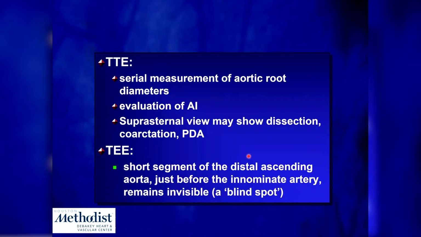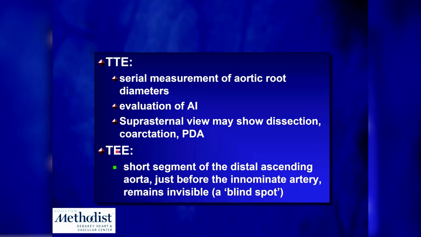Remember that sometimes you can have asymmetry of those sinuses, so keep that in mind. If there's any aortic valve pathology, for example, aortic regurgitation, that can happen because of a dilated aortic root, and the suprasternal views are usually helpful to show dissections, coarctations, or PDA.